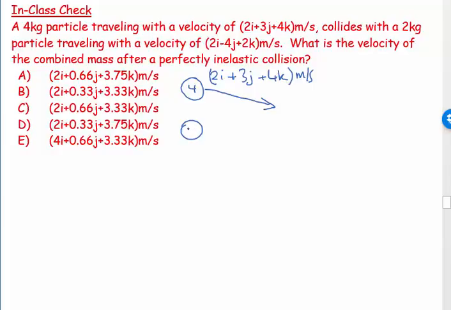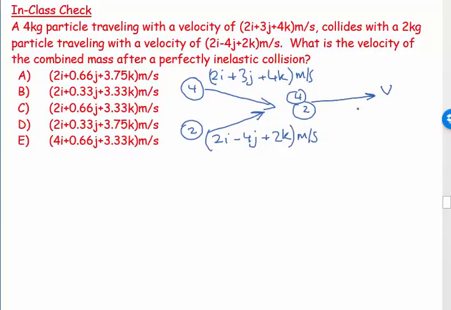And then the next one is a 2 kilogram particle, and we're going to kind of draw these things colliding. And this is 2i minus 4j plus 2k meters per second. And then they collide. And so we end up with this, and they stick together. So we end up with this combined mass of 4 and 2, and that goes off with some velocity v. And that's what we'd like to find.